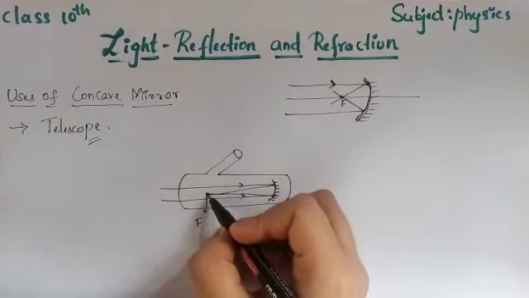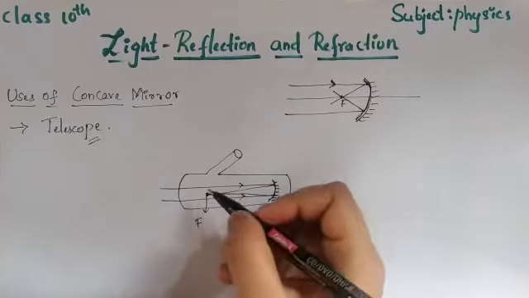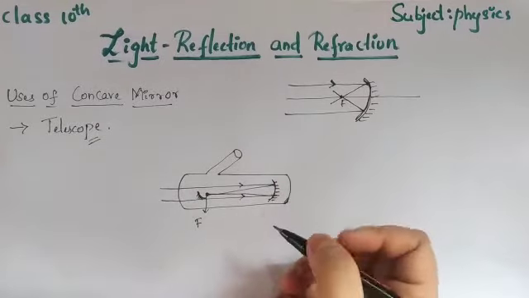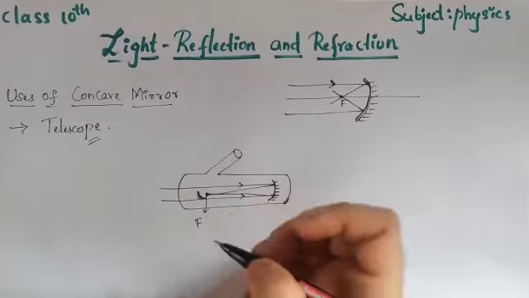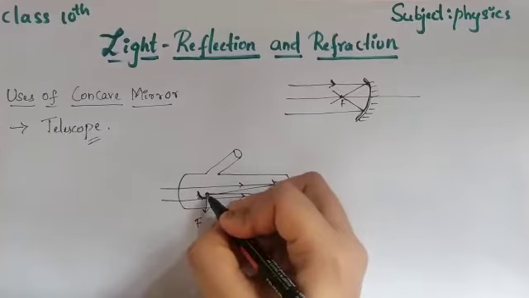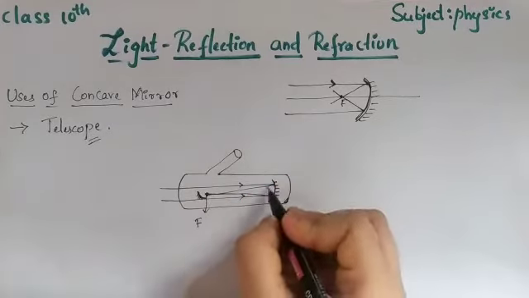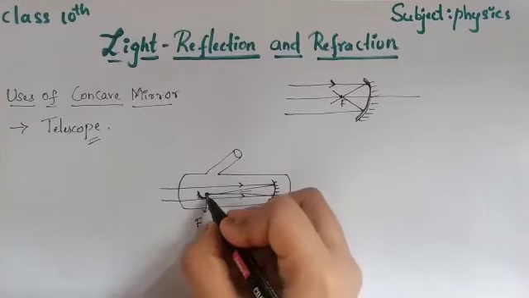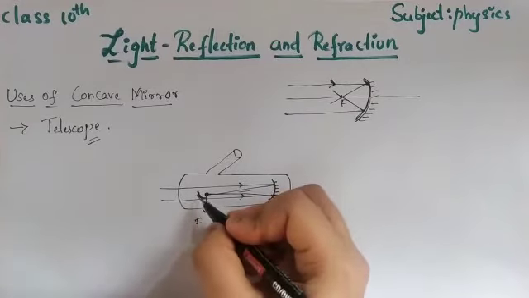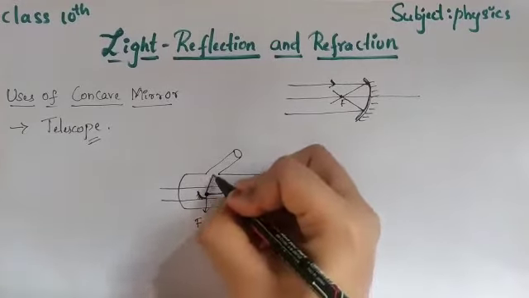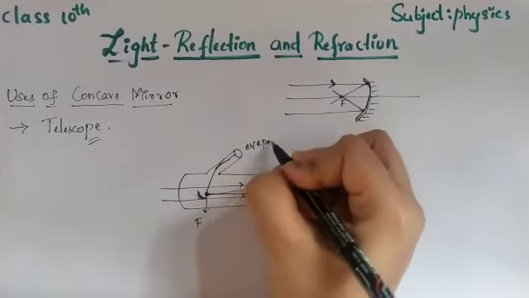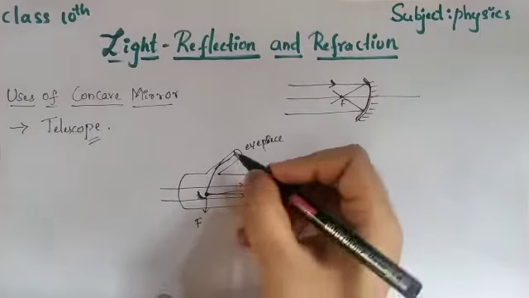In the case of the telescope, they keep another concave mirror here, the secondary mirror. This is the primary mirror and this is the secondary mirror. Whenever rays of light converging to the principal focus fall on this secondary mirror, they reflect back through the eyepiece. The eyepiece is this one.